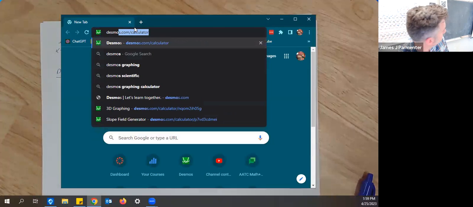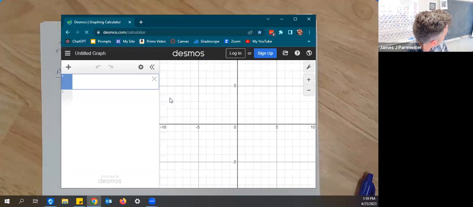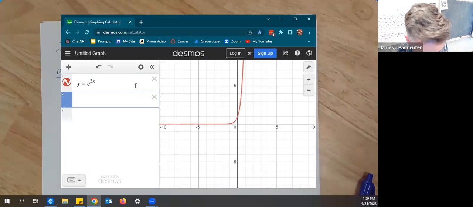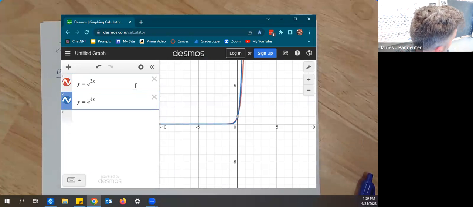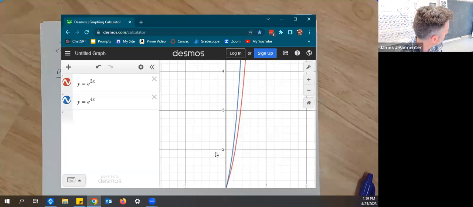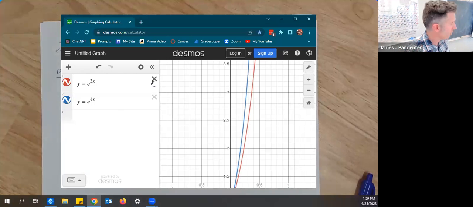I just wanted to show you though, just so you can see it for real. If we graph e to the 3x versus e to the 4x, there's e to the 3x, okay, looking pretty big. And here's e to the 4x. And although it's really hard to see, if we zoom in a little bit, you can see that to the right, the e to the 4x is the bigger function. The blue one is taller than the red one.